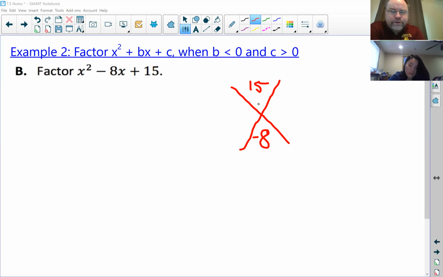Again, we know to multiply to a positive value, our numbers have to have the same sign. And if they're going to add to a negative, that means they both have to be negative. So if you're not sure, start with -1 and -15. 2 isn't going to work. -3 and -5 add to -8.